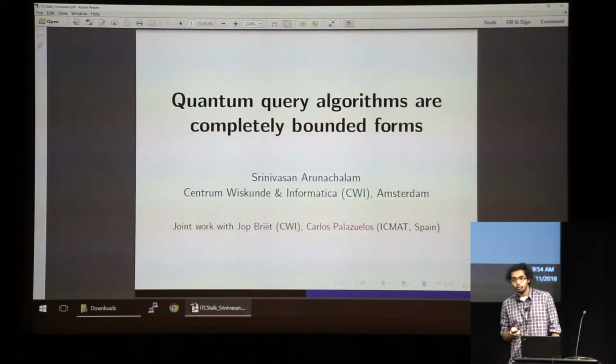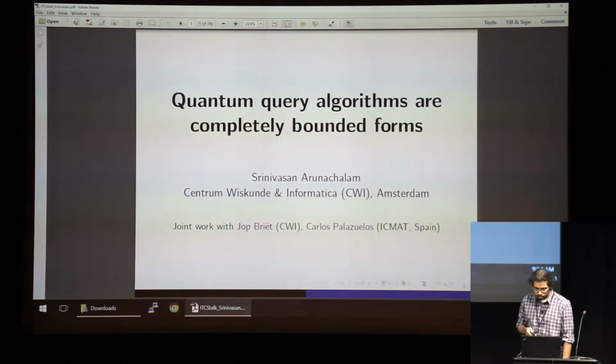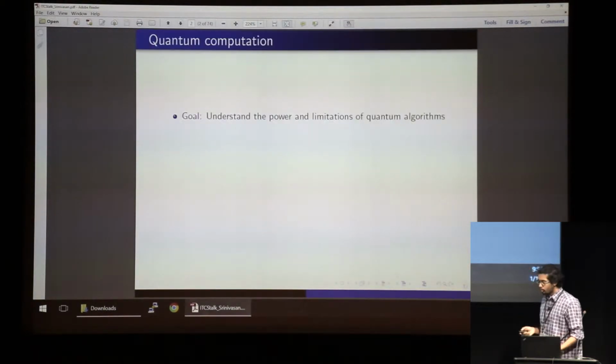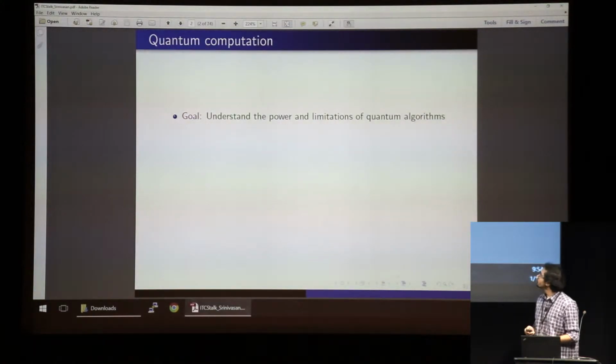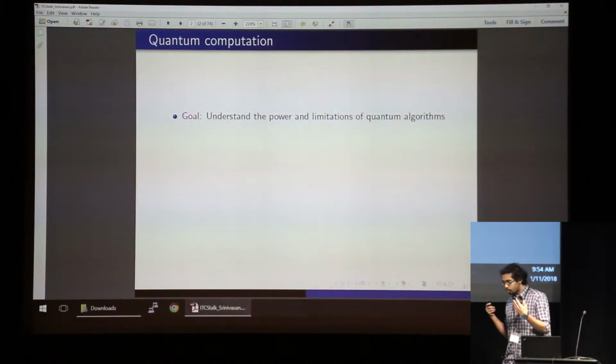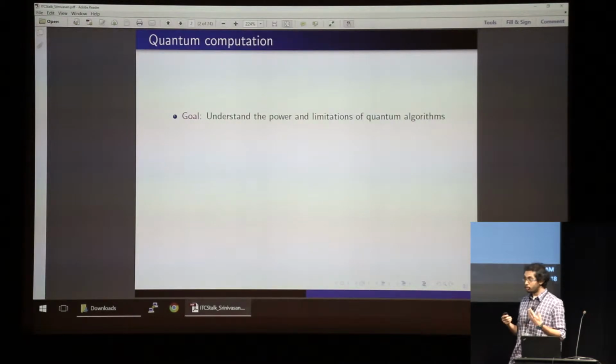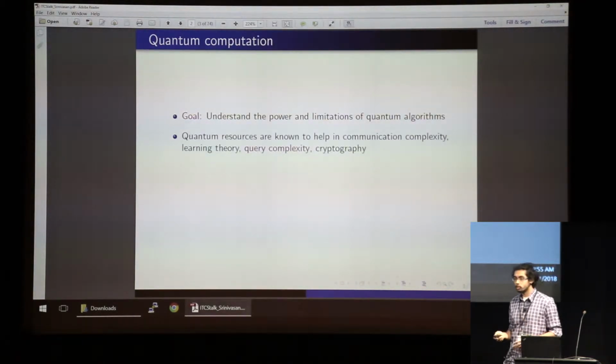So today I'll be talking a little bit about quantum query complexity, and this is joint work with Job Briet and Carlos Paletuelos. One of the goals in quantum computation is to understand the power and limitations of quantum algorithms. And we do know of some areas and subfields where quantum resources are known to help. For example, communication complexity, learning theory, query complexity, cryptography, non-local games.